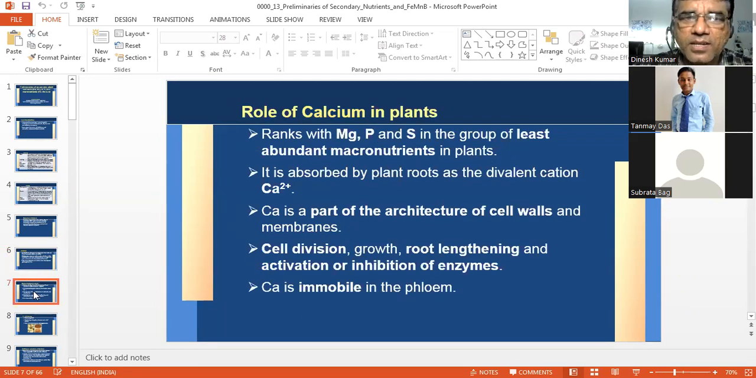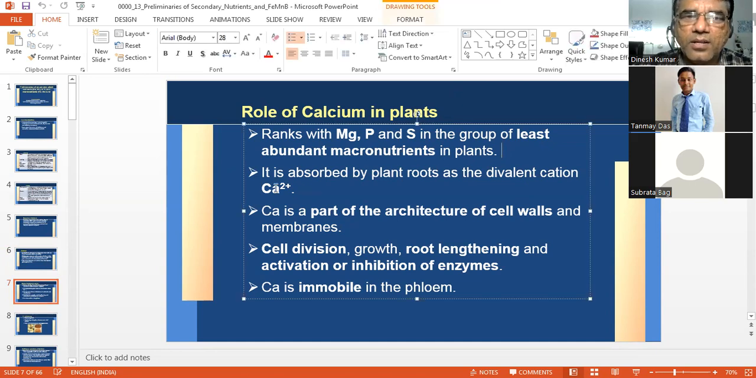Role of calcium in plants: it ranks with magnesium, phosphorus, and sulfur in the group of least abundant macronutrients in plants. It is absorbed by plant roots as the divalent cation, Ca2+. It is part of the architecture of the cell wall. So it gives strength to the cell wall and membranes. It is mostly accumulated in the cell wall area, and gives strength to the plant against lodging. It is important for cell division, growth, root lengthening, and activation or inhibition of enzymes. Calcium is immobile in the phloem.